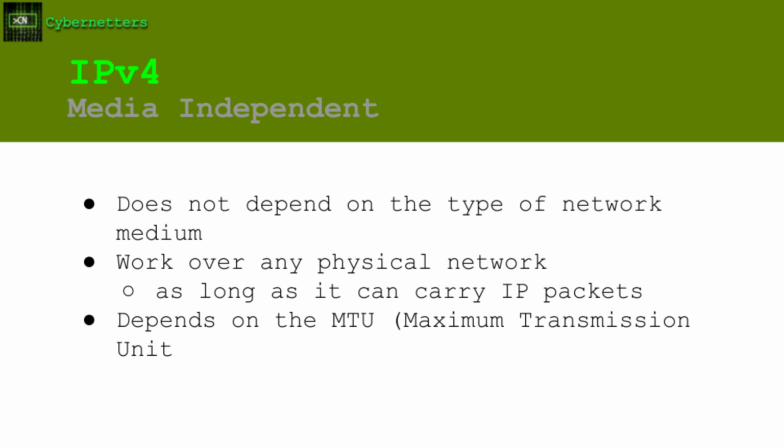But some network types have different MTUs, also known as maximum transmission units, which can affect how large packets can be before fragmentation occurs, which we'll go into more depth on in the next slide. Think of this as a message that can be sent by email, mail, radio, or text. The message remains the same regardless of how it is delivered.